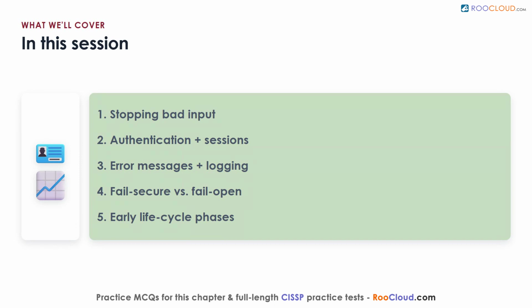We'll answer several questions. How do you stop bad input from breaking a program? How should applications handle authentication and sessions? What do error messages and logs reveal, and to whom? When software fails, should it lock down or open up? And how does a formal life cycle guide the earliest phases of a build?